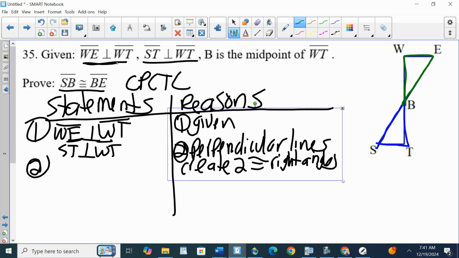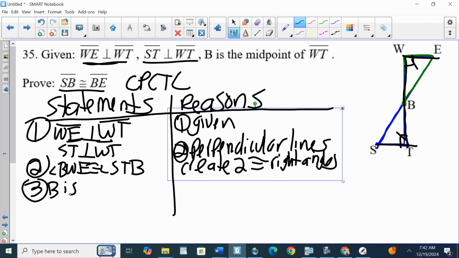So WE and WT meet at W, that's one right angle. ST and WT meet at T, that's the other right angle. Those are your congruent right angles. Make sure W and T are in the middle. Angle BWE is congruent to angle STB. All right, I have one pair of things congruent. I need three. I go on to my next given.